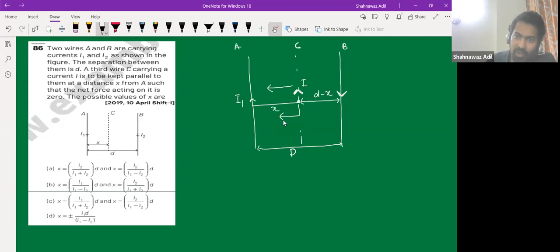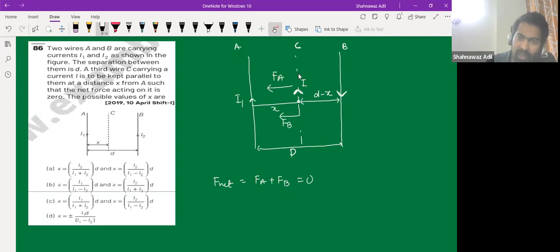Yes, sir. So both these forces will give me net zero force. So F net is 0. This is FA and this is FB, and FA plus FB is 0. Right? This is what we are getting. Right, guys? Yeah, so this would be 0, because F net is 0, right? The separation between them, our third wire is kept at distance x, the possible values of x, right?